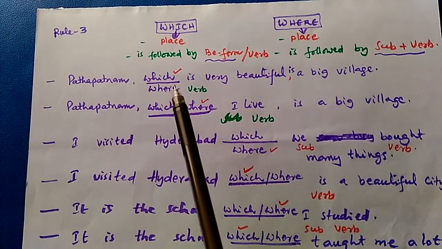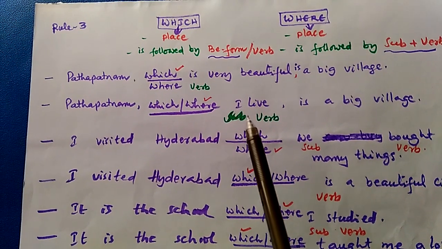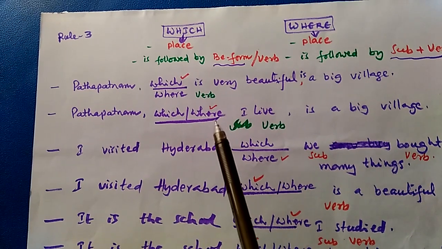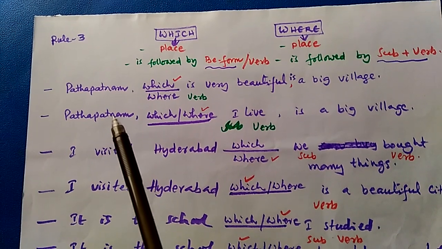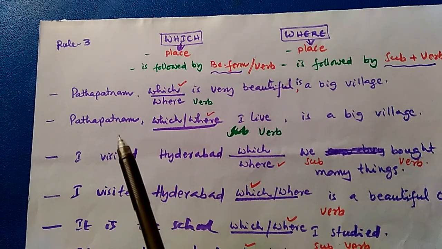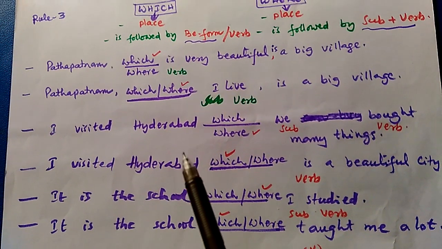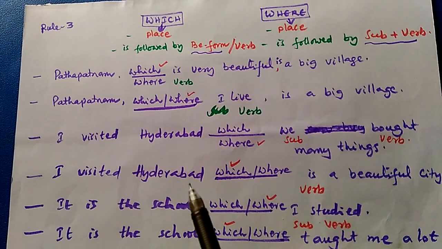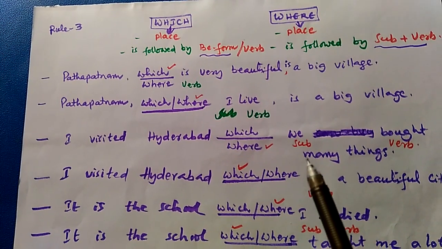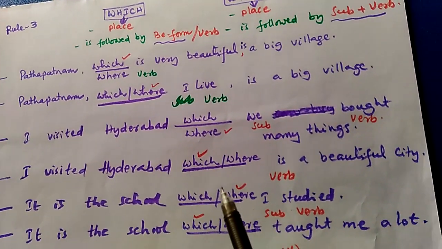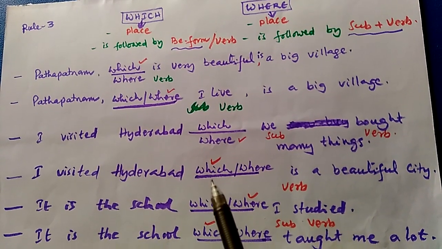Here the blank is followed by a verb, so we prefer to use which. Here this blank is followed by subject plus verb, so we prefer to use where. Here in both the examples, we have the same antecedent, that is the place Pathapatnam. Look at these examples. Here in these two examples, the antecedent is Hyderabad. But here we have used where because this blank is followed by subject plus verb. Here the blank is followed by only a verb, so here we have used which.